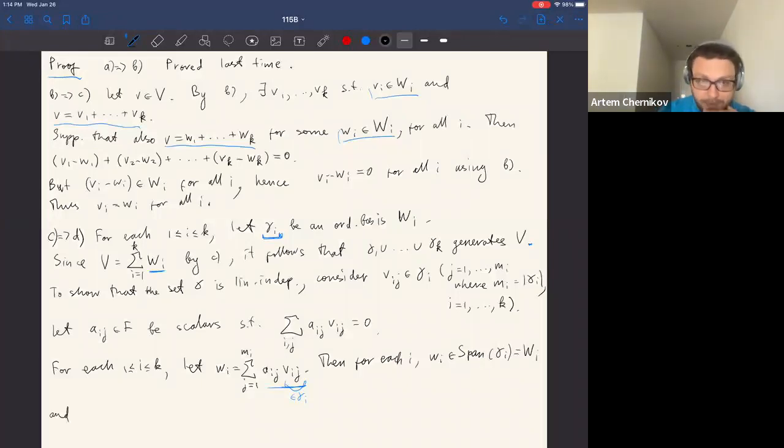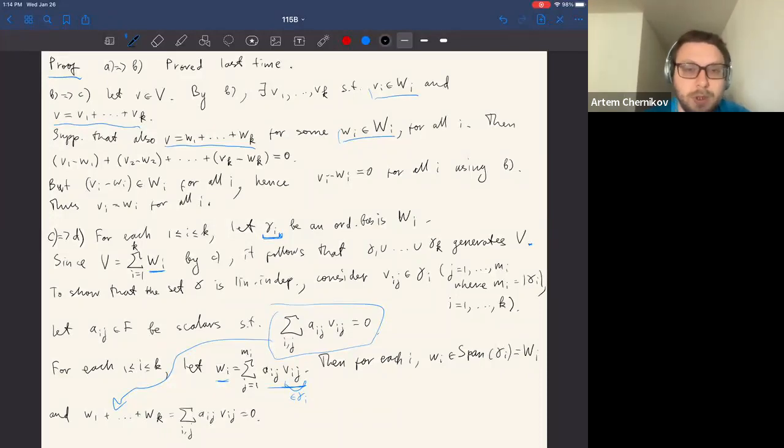And we also have that W1, so I'm just unwinding this sum now, okay? So this sum, using the Wi's that we just defined, tells us that W1 plus W2, et cetera, plus Wk, is exactly this whole sum. So the sum over all ij, aij times vij equals zero, okay? All right, so we have obtained that the sum of these vectors wi is zero, okay?